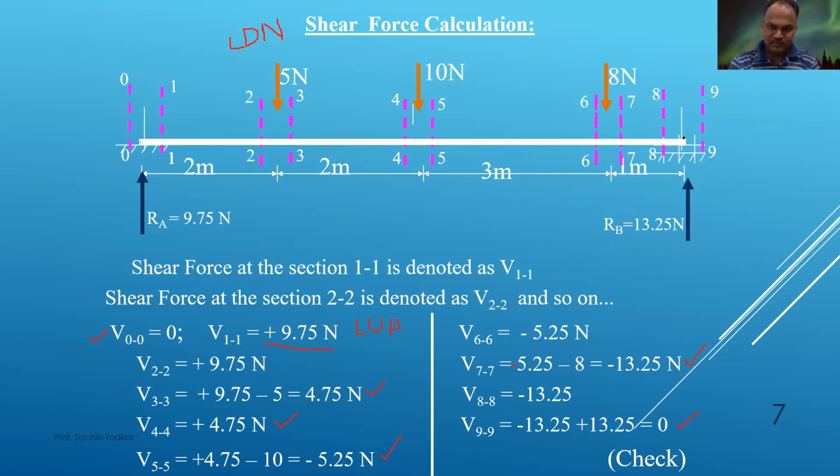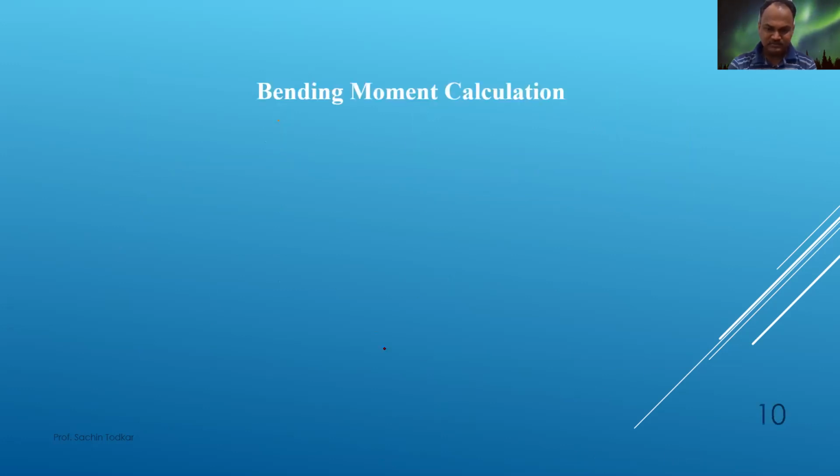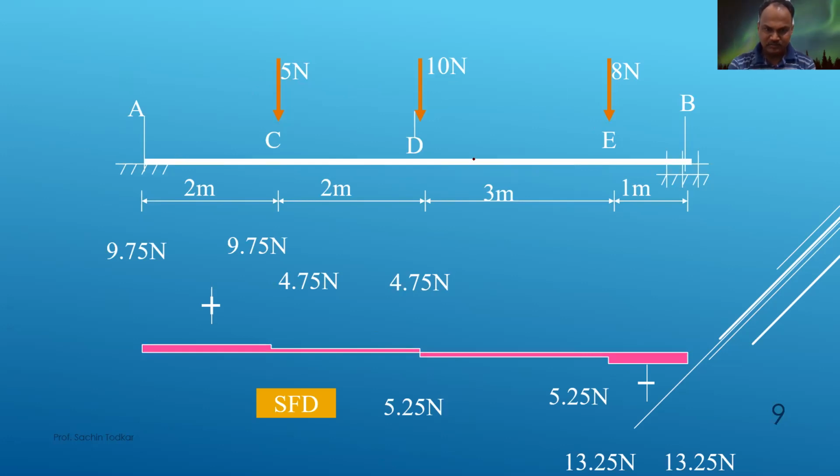because shear force starts from 0 point and ends at 0 point, that you have to remember. Now we'll see the diagram, how we are going to draw it. The diagram will be very easy. 9.75 upward up to this C point, there is no other force, so 9.75, then 4.75, then up to this point D there will be 4.75, then it is downward minus 5.25, here it is minus 13.25, and it will become 0.